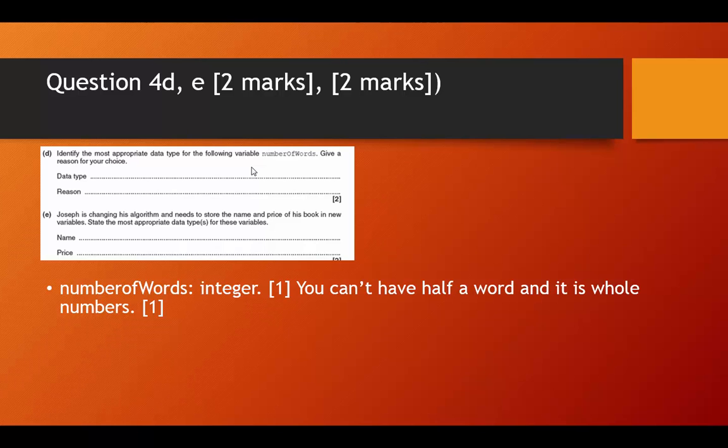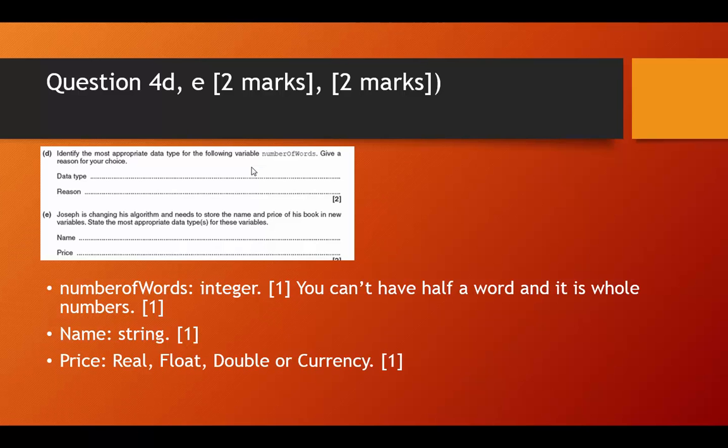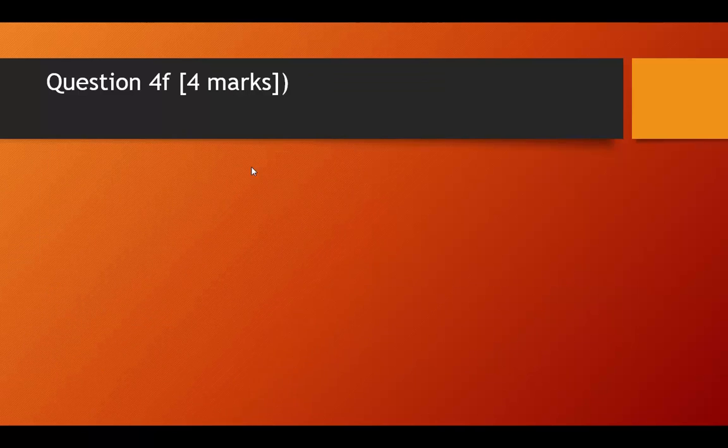4E is Joseph is changing his algorithm and needs to store the name and price of his book in new variables. State the most appropriate data type for these. Well, name is going to be string because it's going to be text, and price is going to have decimal numbers, so it's got to be real or float or double or currency. Any of those will give you a mark. Can you see how easy it is? 4 easy marks if you know the correct data type that are used.